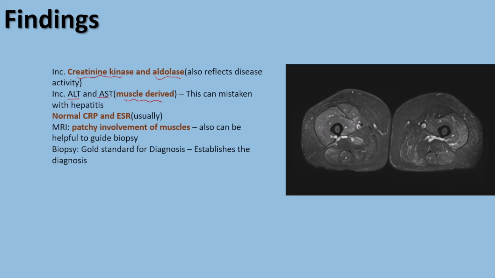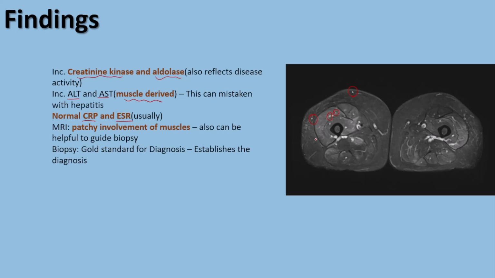But our general inflammatory markers, CRP, C-reactive protein, and ESR are going to be normal in most cases. If the patient has an MRI, on the MRI you are going to see patchy involvement of the muscles. So this is an MRI of a patient who is suffering from polymyositis, and you are seeing some patchy infiltration of the muscles. So these are very specific for dermatomyositis and polymyositis.